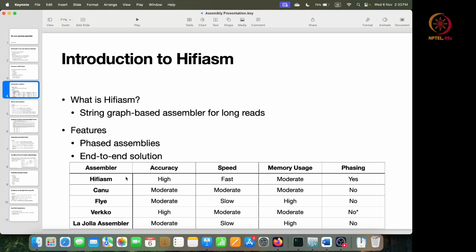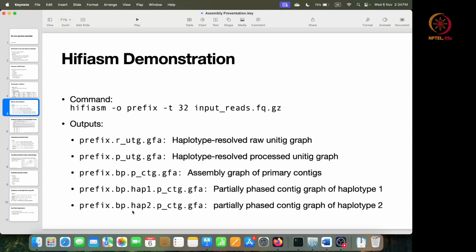Hifiasm was used to generate the first telomere to telomere assembly of the CHM13 sample, and more recently a software called Verkko was used to generate the first telomere to telomere assembly of the diploid HG002 sample. So let us look at how we run hifiasm.